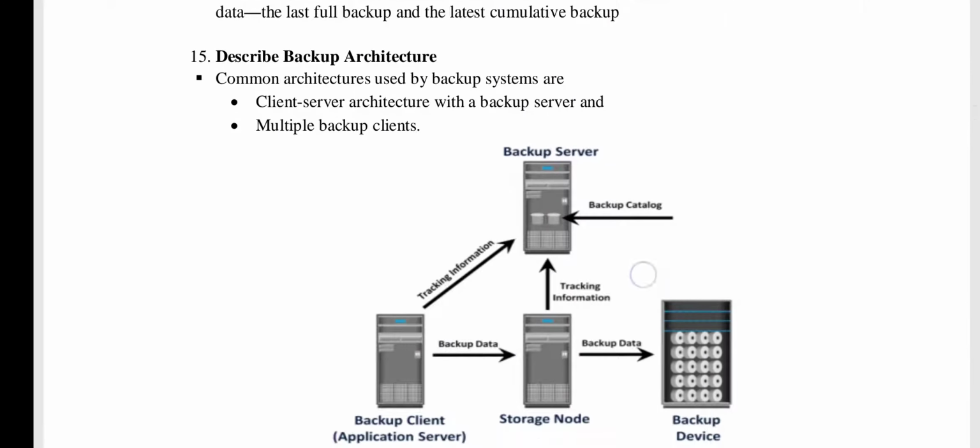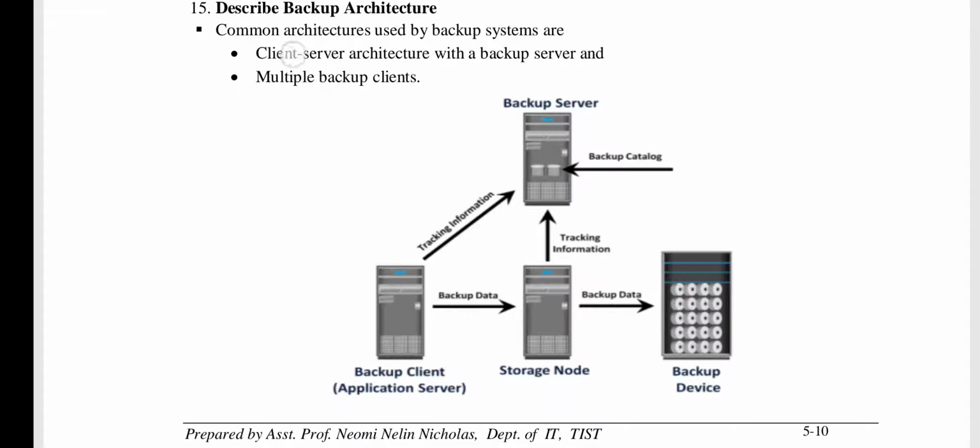Next is the backup architecture. The common architecture is the client server architecture with a backup server and multiple backup clients. You can see in the figure there is the backup server, and backup clients may be multiple, and you have a storage node and a backup device.